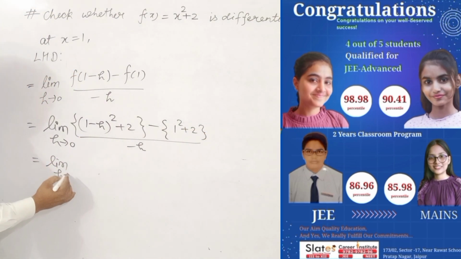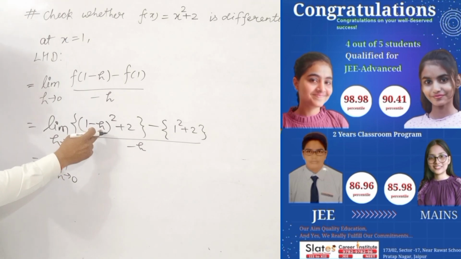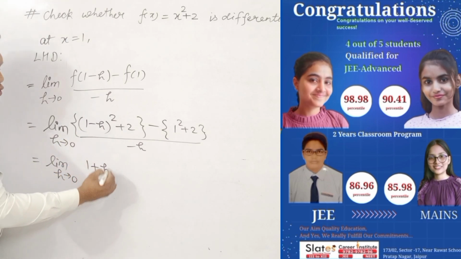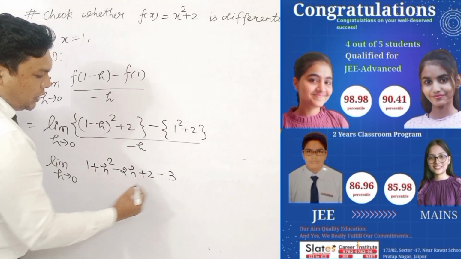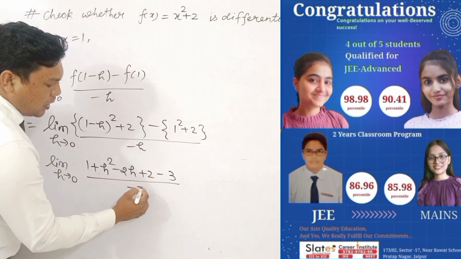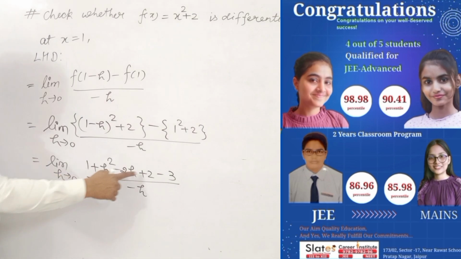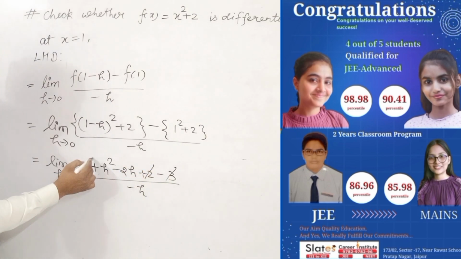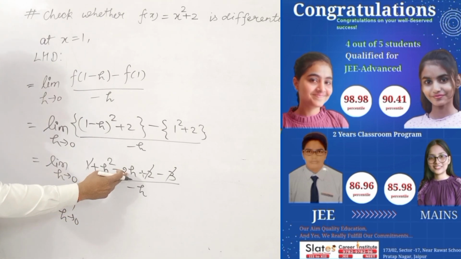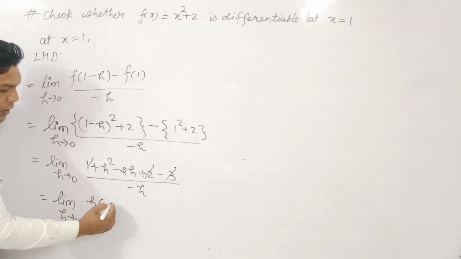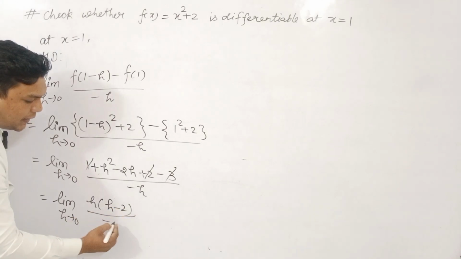Limit h tends to 0. It is 1 minus h whole square. It will be 1 plus h square minus 2h plus 2, and it is minus 3, upon minus h. Now 1 plus 2 is 3. 3 minus 3 cancelled out. What remains? Limit h tends to 0. What you take common? H square minus 2h. It will be h minus 2 whole upon minus h.